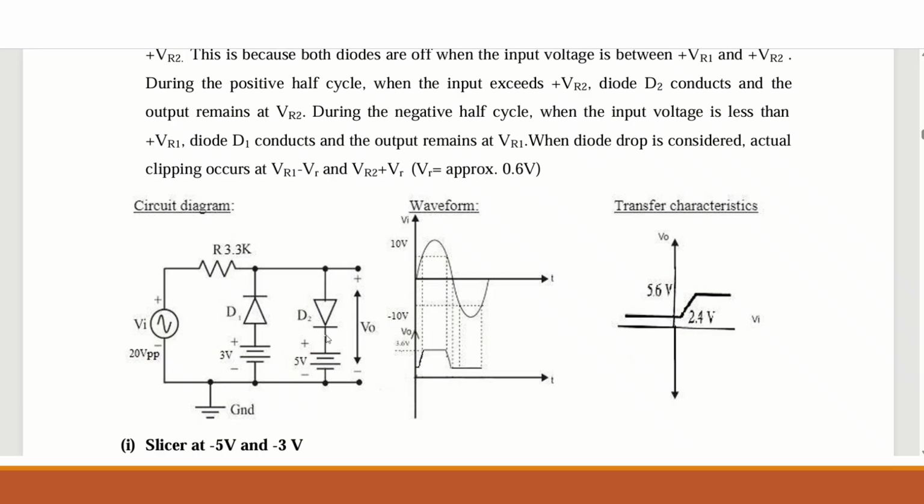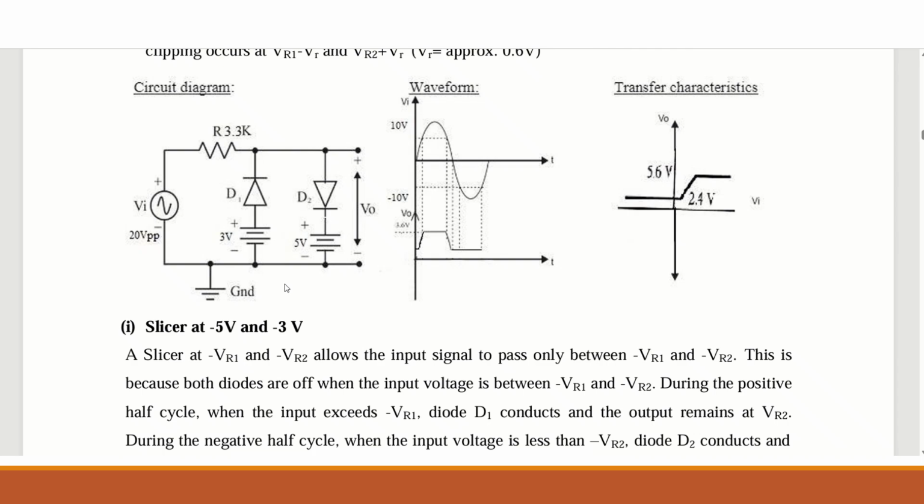Diode D2 is reverse biased, so it is off. That is, this path is open, and diode D1 conducts. D1 conducts means the effective voltage at the output is minus 0.6 plus 3, that is 2.4. So we are varying the signal both in the positive half cycle and negative half cycle. The portions of the positive and negative half cycles are sliced or cut at a positive voltage only. That is, the output is sliced at positive voltage.